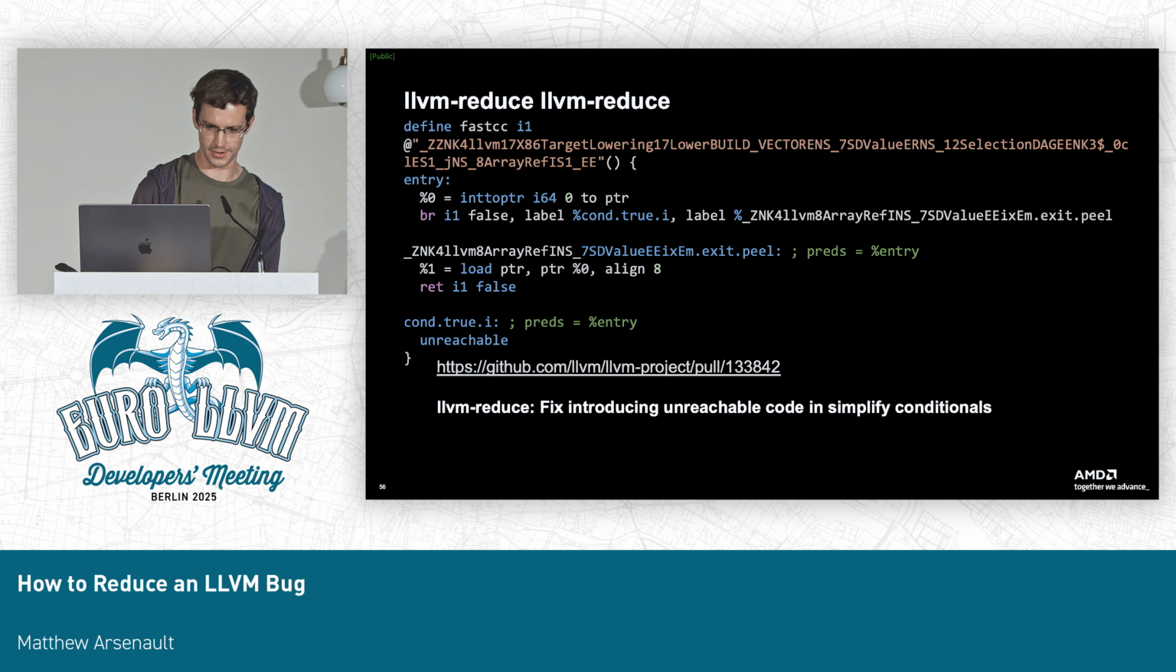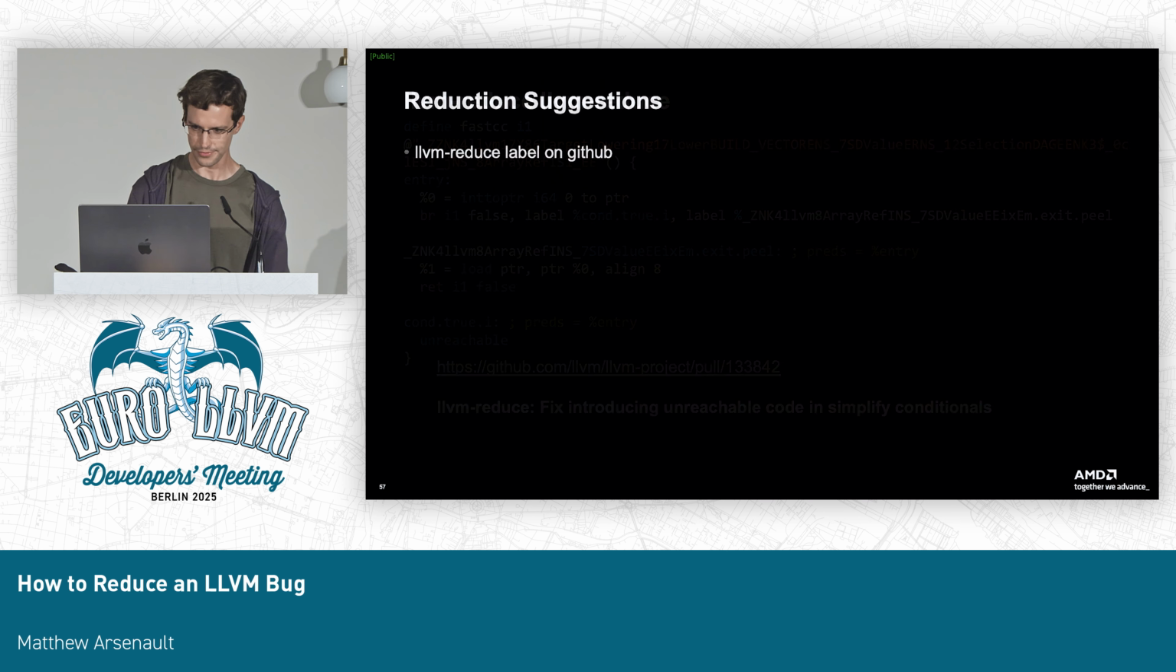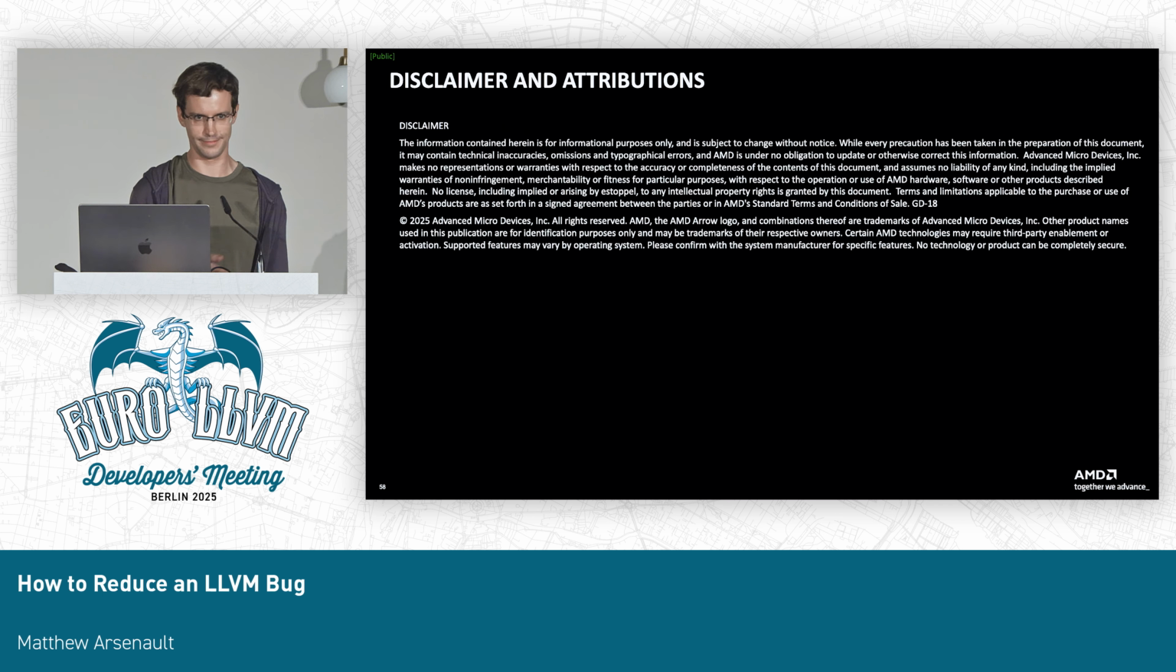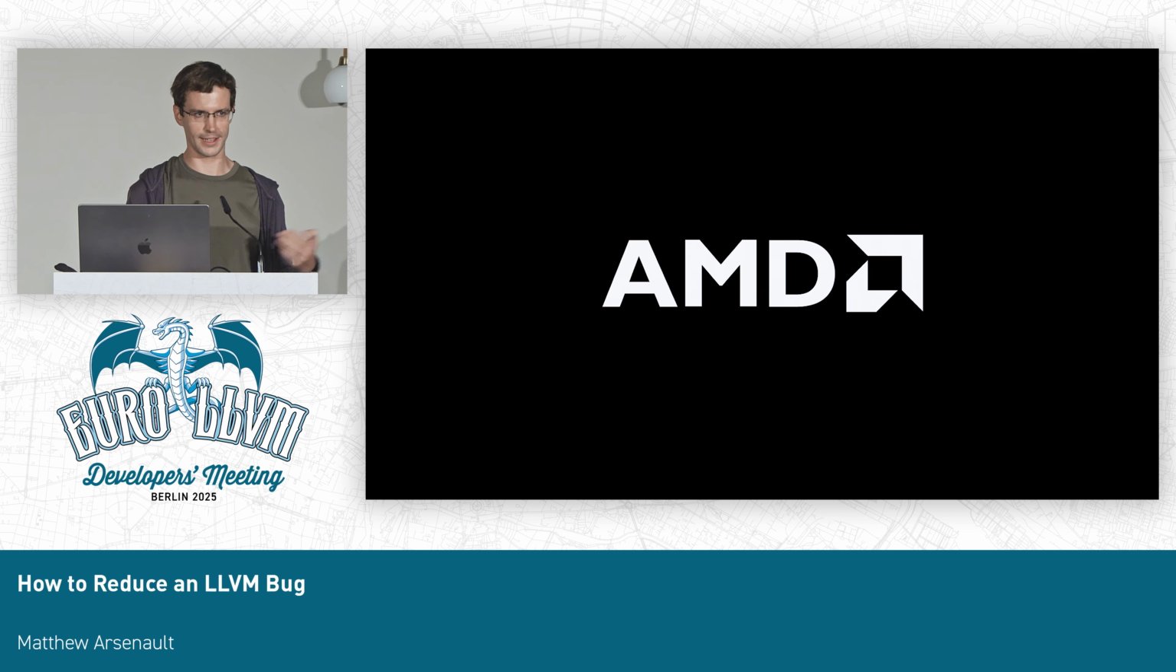So I fixed this one a couple weeks ago, and now the original example gets you what you would want, where it's only the two instructions that should fail. If you have any other reduction suggestions, we have the llvm-reduce label on GitHub, and okay, that's it, I guess.